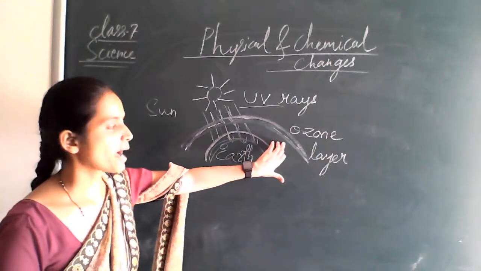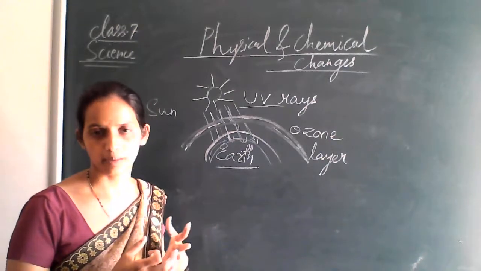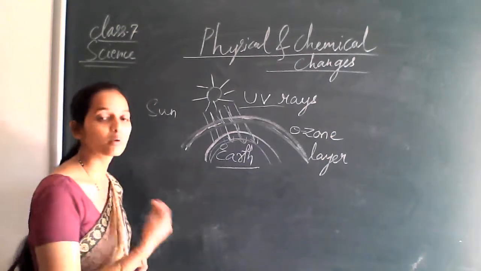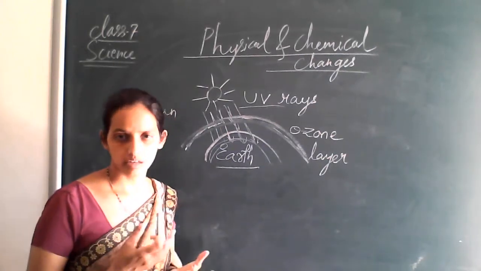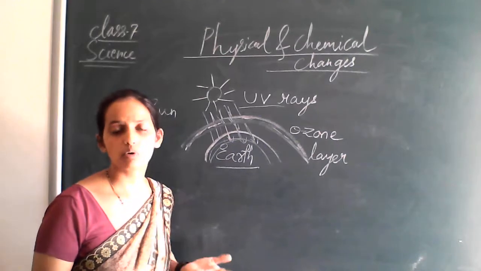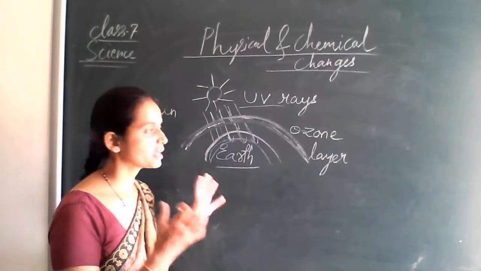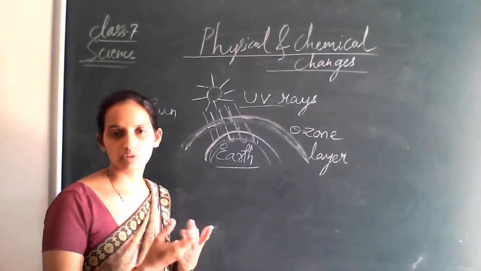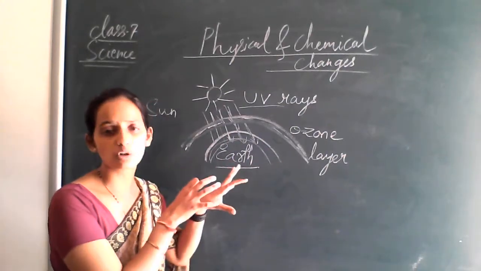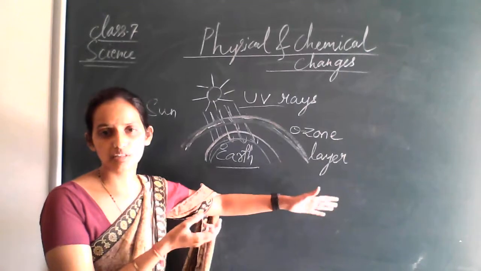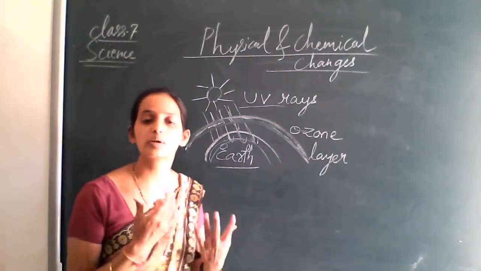But nowadays, this ozone layer is getting damaged because of pollution. In modern days, air pollution has increased. Because of air pollution and different types of pollution, like sound pollution, basically air pollution is causing ozone layer depletion. We can say the ozone layer is getting damaged by air pollution, right?